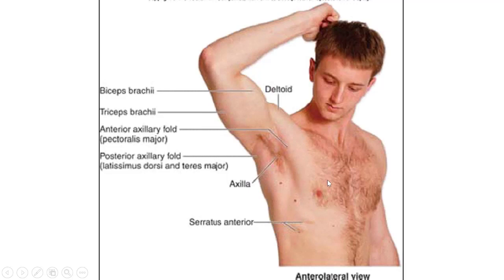Lateral wall. The lateral wall is very narrow because the anterior and posterior walls converge on it. It is formed by the upper part of the shaft of the humerus, the intertubercular groove, the coracobrachialis muscle, and the short head of the biceps muscle. We will read about these muscles in the arm in the future.